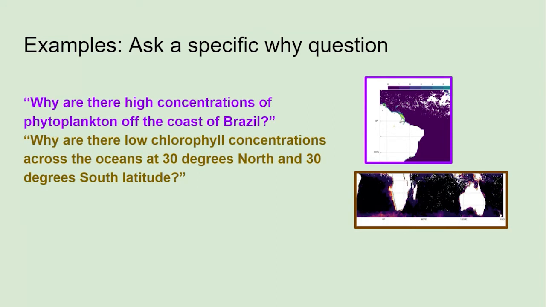Another example is this map here. You can see those low chlorophyll concentrations across the oceans in the black at 30 degrees south. My question here might be, why are those low chlorophyll concentrations present across the oceans at 30 degrees south latitude in January?